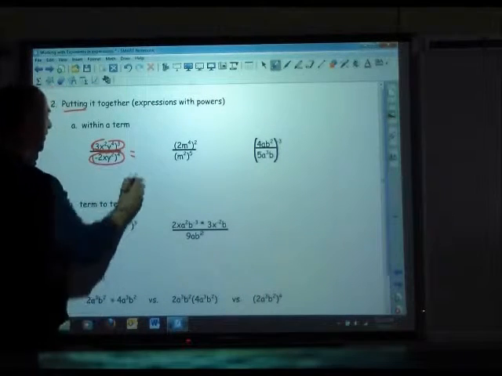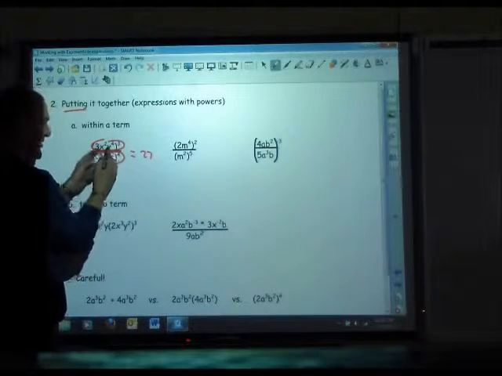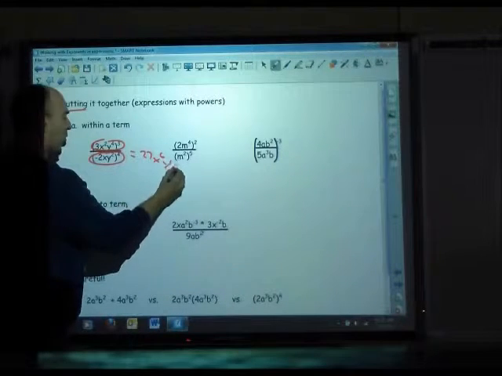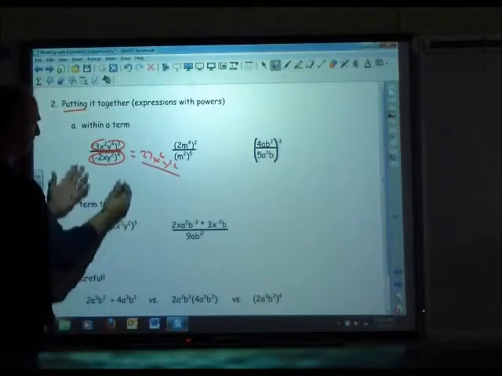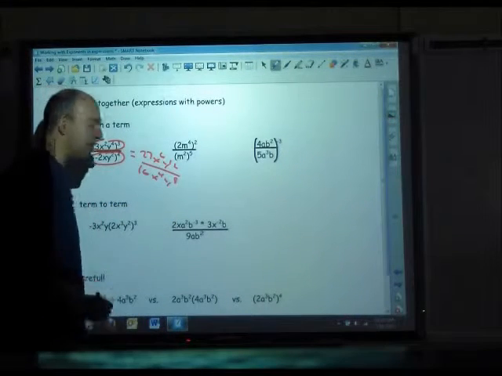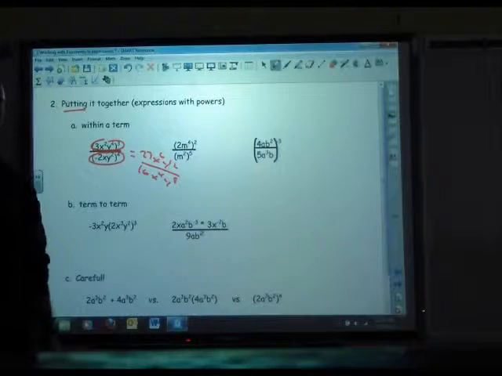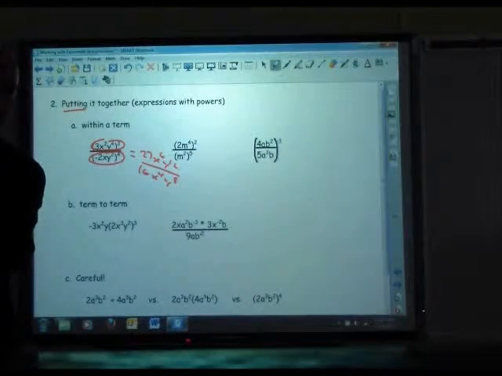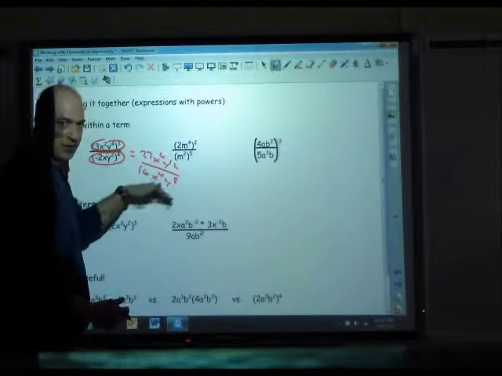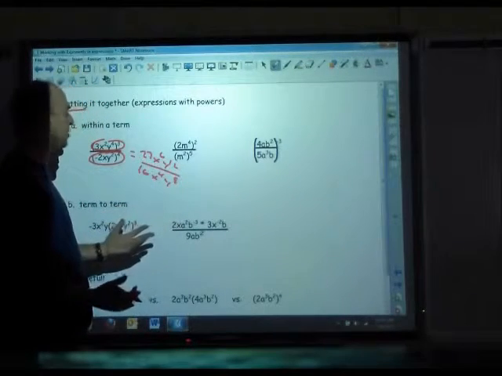3 cubed, that's 27. Stacked power, so we're going to multiply: x to the 6th, y to the 12th, over 16, it looks like x to the 4th, y to the 8th. Alright? Now, when you do the exponents, you're not done with the problem. Anytime you see a base that's common on top and bottom here, you can look to reduce that.